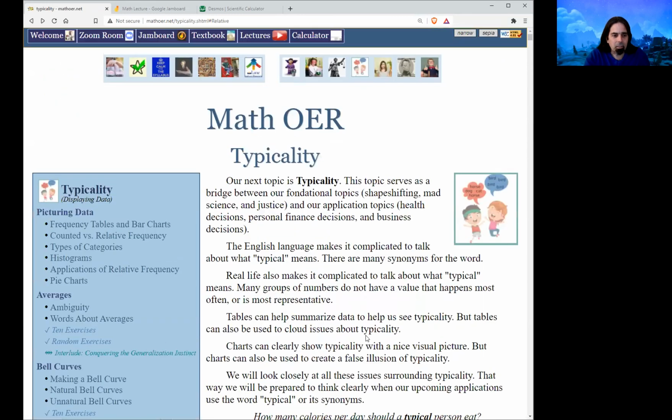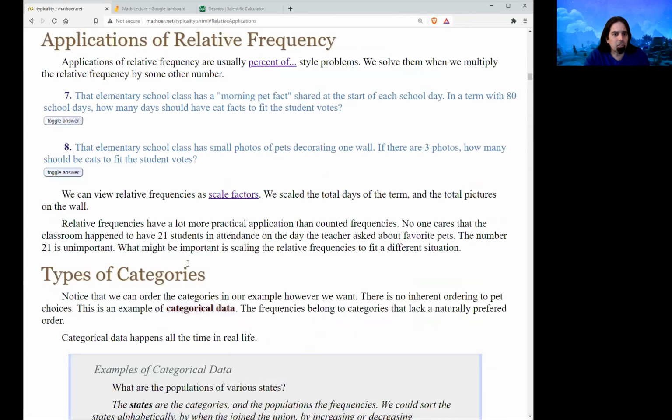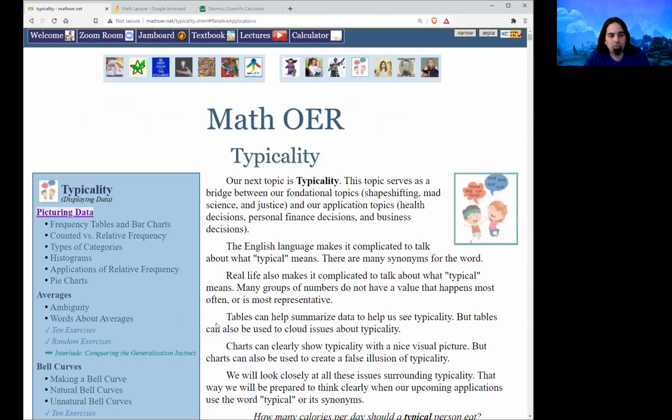Okay, and applications of relative frequency. Yeah, we did that one. I need to sort things a little better here. Okay, so that's as far as I want to get today. This is a topic that doesn't have any homework for it yet. I'm still building it, but that's the kind of thing that you'll see on the GED.